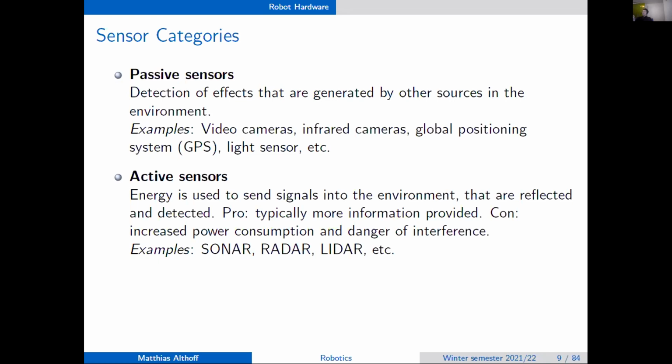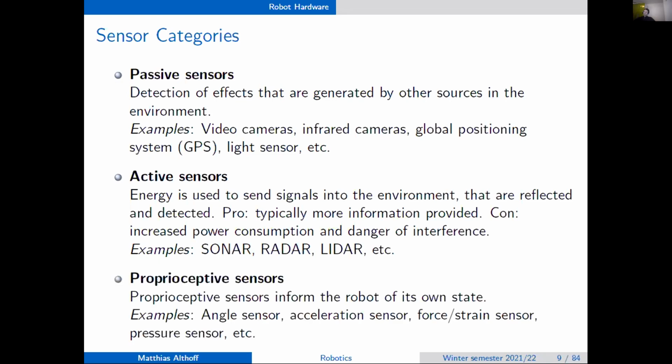Like if you want to know the distance, if you use a video camera, then usually you have to use 2 cameras, like we have as humans. We don't have cameras but eyes, and then you can calculate the distance based on the distance of the eyes. It's a simple geometric argument: if you find the same point in both cameras, then you can calculate, based on the distance of the cameras, where this point would be. But it's of course not as precise as using active sensors. And proprioceptive sensors are very different. These are the sensors you use to inform the robot about its own state, like angular sensors, acceleration sensors, force sensors, pressure sensors, and so on. So these are the 3 main categories.